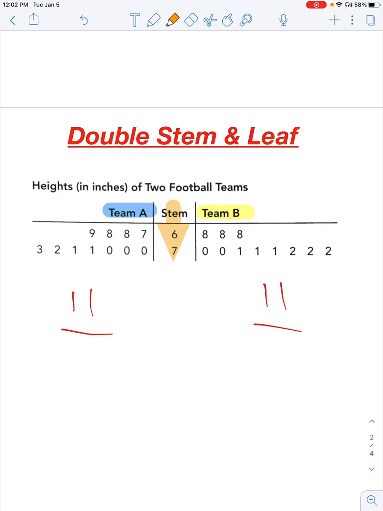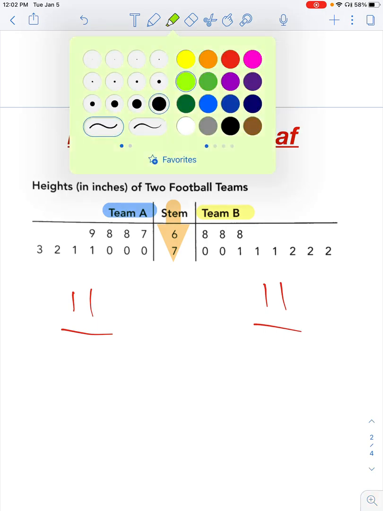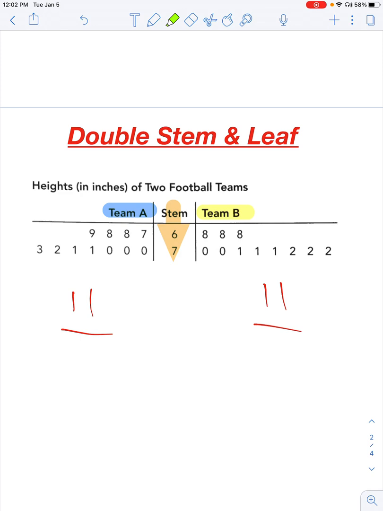So if I'm talking about Team A here, here's what happens. When I'm talking about Team A, the smallest person on Team A, I would have to take my stem right here, which is 6, and put it together with the 7. Now that, ladies and gentlemen, this is not going to be 76. Remember, the stem always comes first, and then the leaf comes second. Team A and Team B are going to be mirror images of one another. These are reflections, all right?